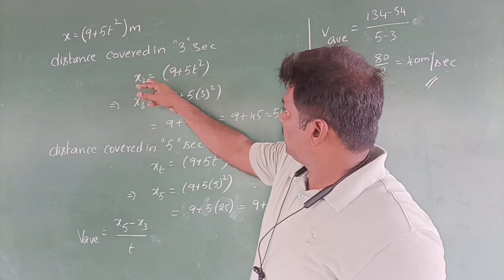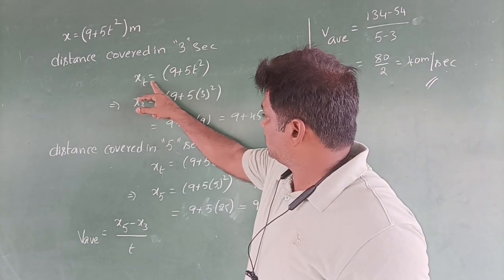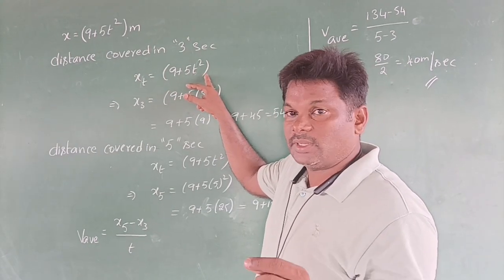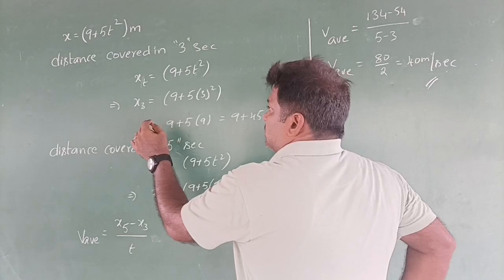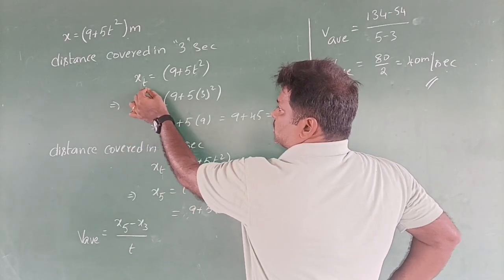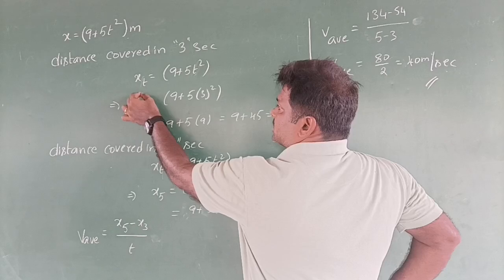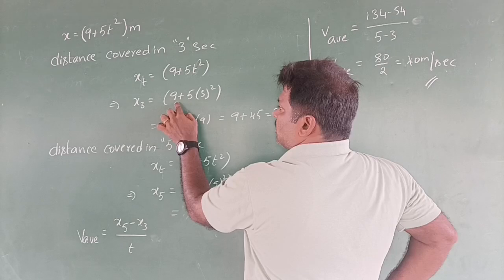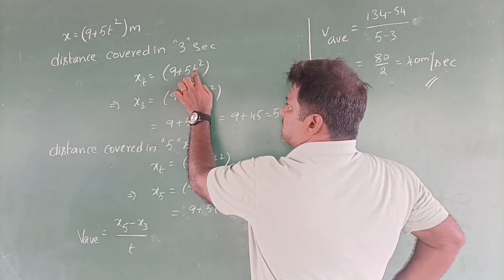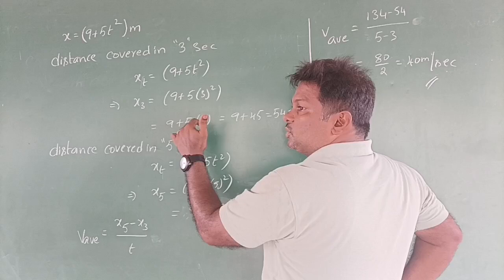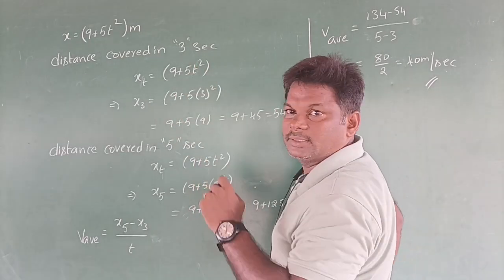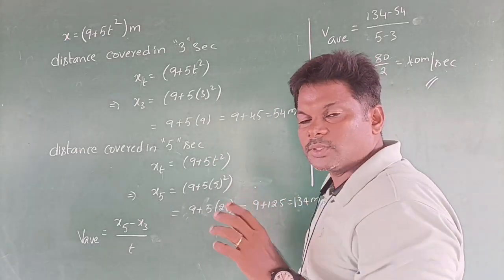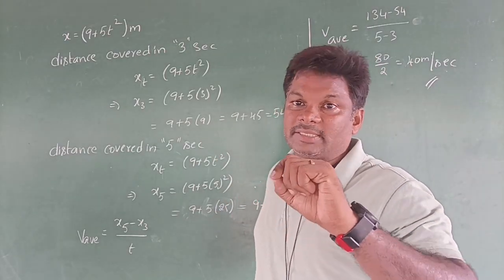Now how to proceed? Our equation, x of t, that is in t time, x of t is equal to 9 plus 5t square. It is the given equation. To calculate the distance covered in 3 seconds, just substitute 3 instead of t in the given equation. Look here, x3 is 9 plus 5 into, instead of writing t, we write 3. That means we are substituting 3 for t. Then a simple calculation and you get 54 meters. So it covers a distance of 54 meters in 3 seconds.